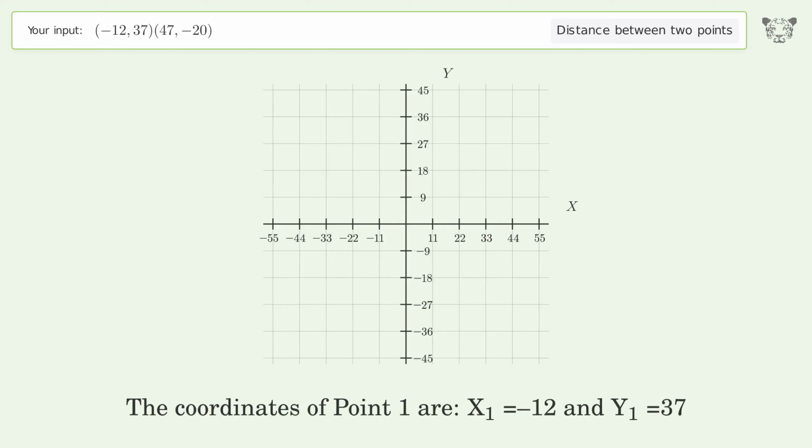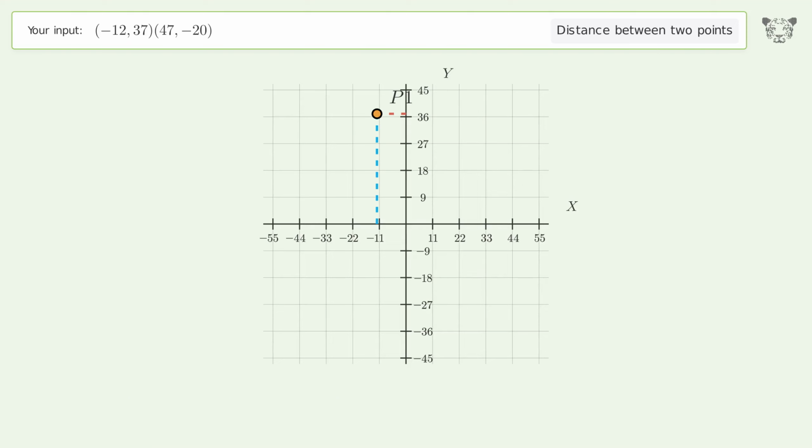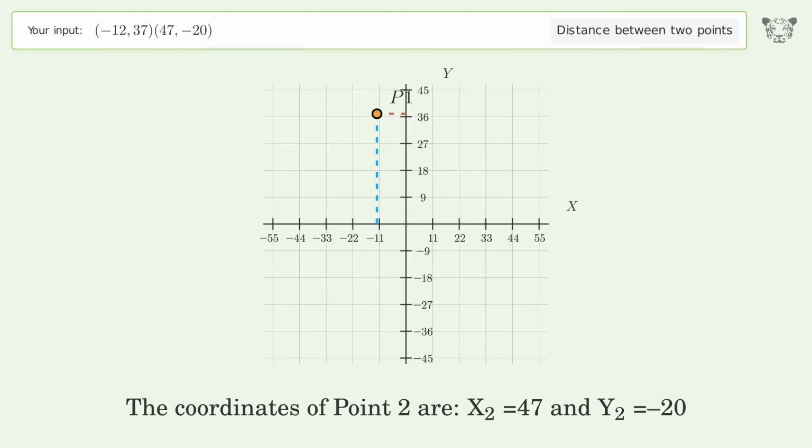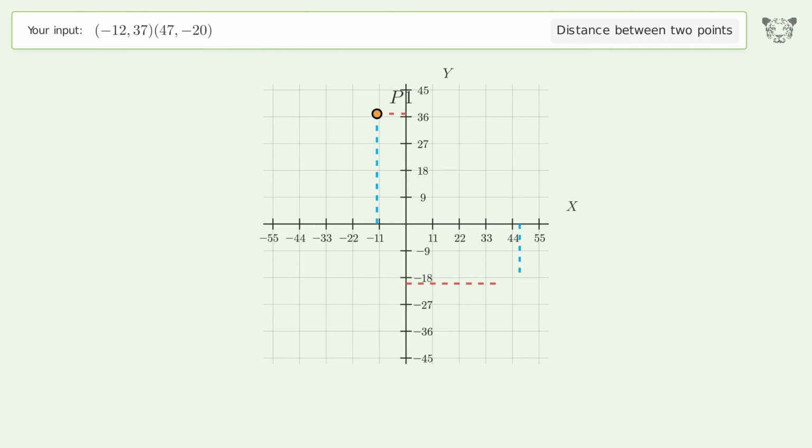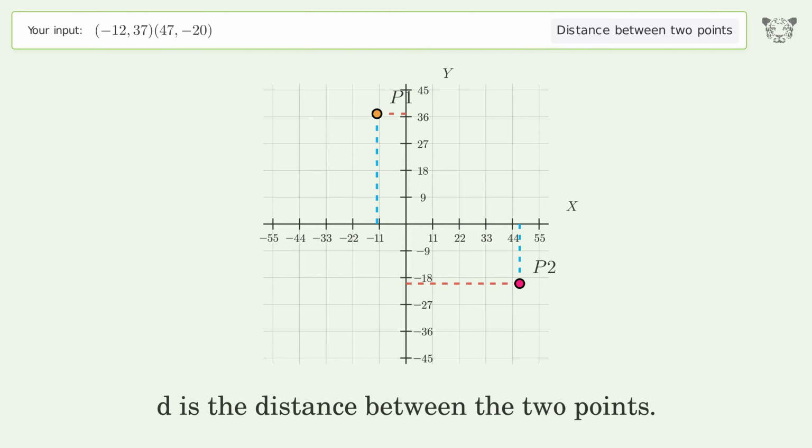The coordinates of point 1 are x1 equals -12 and y1 equals 37. The coordinates of point 2 are x2 equals 47 and y2 equals -20. D is the distance between the 2 points.